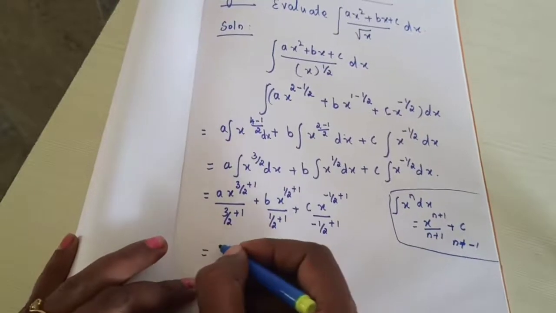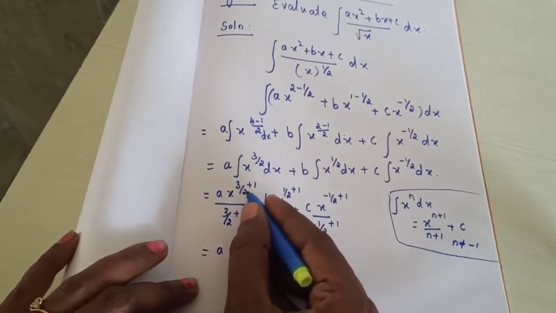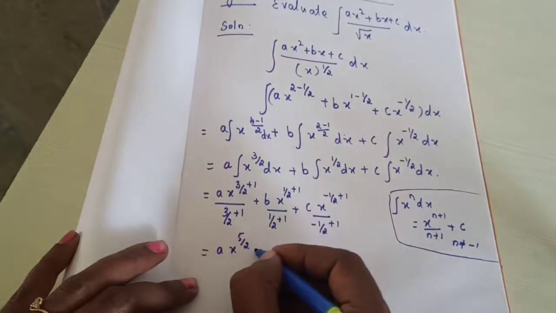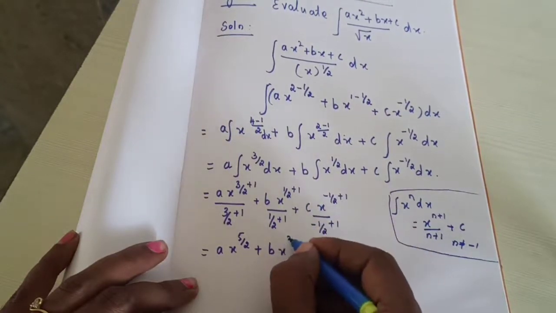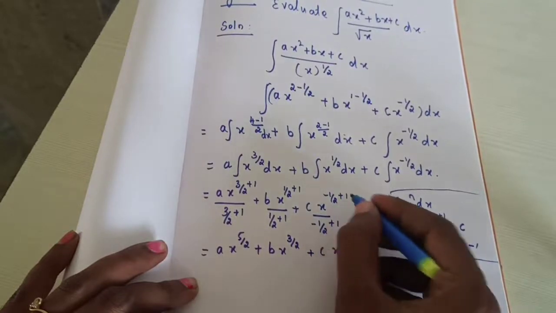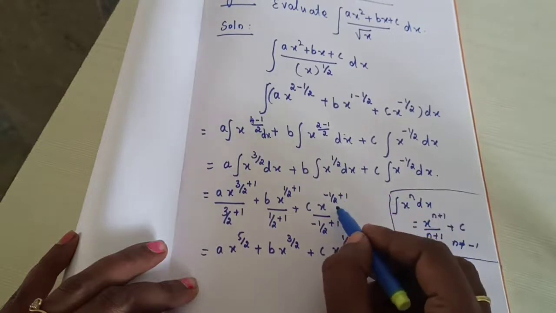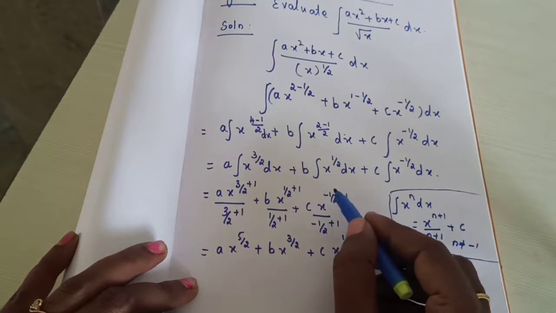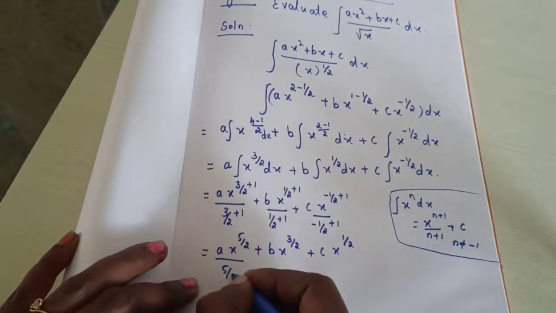Just simplify. That is a x power, LCM is 2, is it right? So 2 into 1 is 2, so we will get 5 by 2. Plus b into x power, 2 is the LCM, so you will get 3 by 2. Then plus c into x power 2, is it right? So you will get how much? 1 by 2. Correct? So minus 1 by 2 plus 1, is it right? So 2 is the LCM here. So 2 will go there. So minus 1 plus 2, so plus 1 by 2. Denominator 5 by 2 you will get.